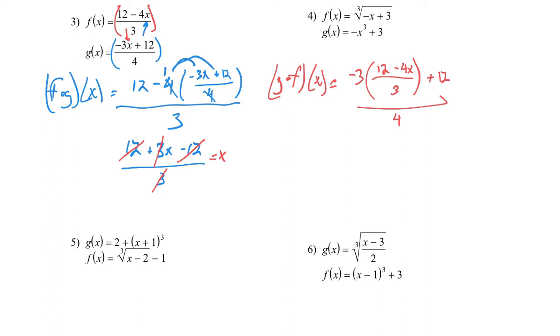So now I'm going to distribute. Multiply the negative 3 into there, but the 3's again can cancel each other out. But that negative, so this is now a negative 1, is going to get distributed. So I now have negative 12 and a positive 4x. And that plus 12 drops down, and then the divide by 4 drops down. The negative 12 and the positive 12 on the top will cancel each other out. And then the 4 over 4 cancels, so I'm left with x. So yes, these are inverses.